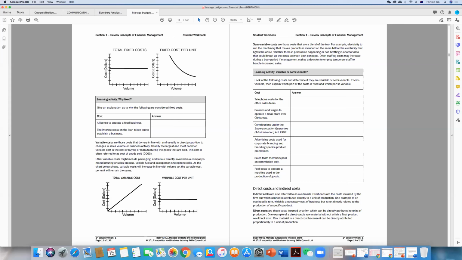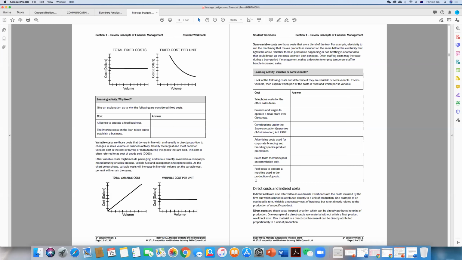So it's this graph. And we also have the semi-variable cost, which is a blend of the two, for example, electricity to run the machine. That is included on the same bill as the electricity for the office, whether there is production happening or not. Staffing is also another area that could break up the cost between both concepts, because often staffing costs may increase during a busy period if management decides to employ some casual staff.